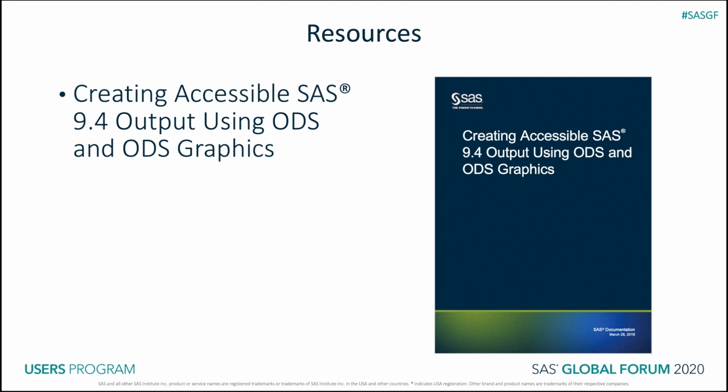So we do have a resource available online. It's called Creating Accessible SAS 9.4 Output using ODS and ODS Graphics. You can find it on our support site, and it goes into a lot more detail about how to use the ODS procedures to create accessible output for HTML5 and for PDF. So you can get a lot more information going there.